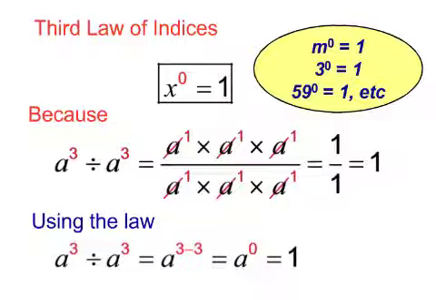a cubed divided by a cubed, same base, therefore we can subtract the indices. 3 minus 3 is 0. That gives us a to the power of 0. And the third law says that anything with a power of 0 to it gives us an answer of 1.